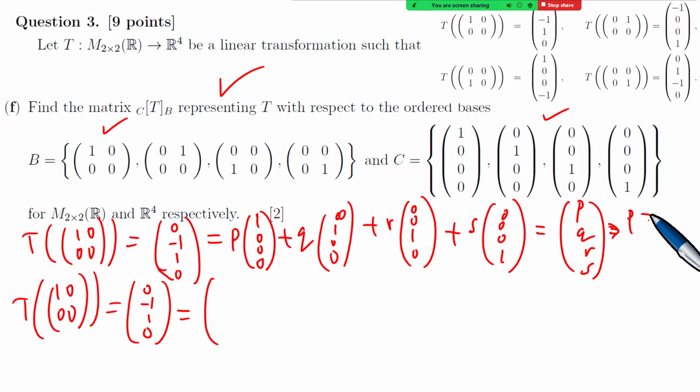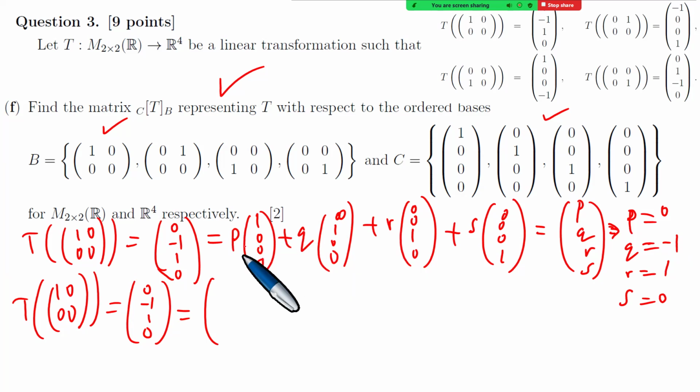Now with P, P is equal to what? If you compare, P is equal to the top one, 0. Q is equal to -1. R is the third one from the top. S is 0, the bottom one. Okay, so what do you do with these things?